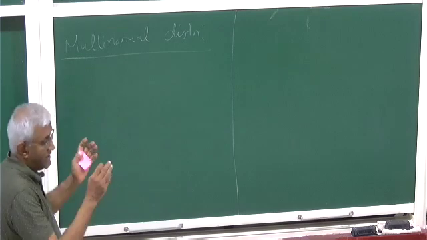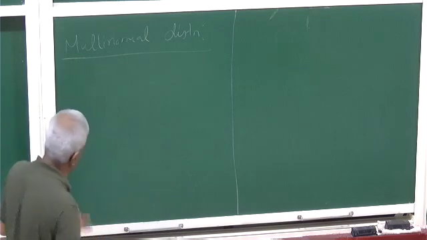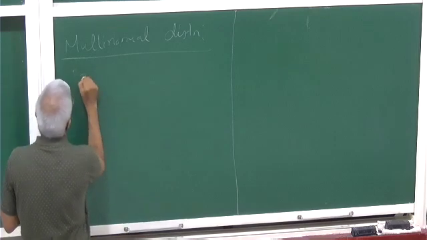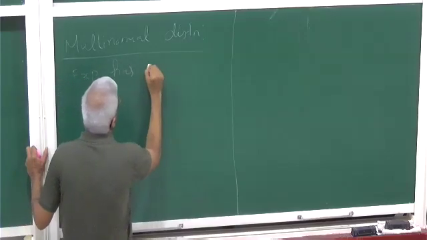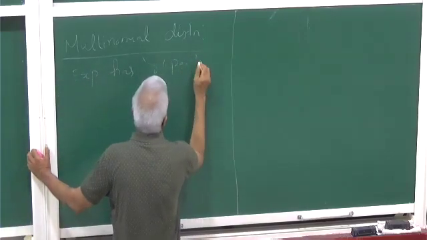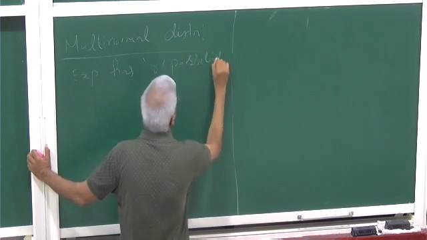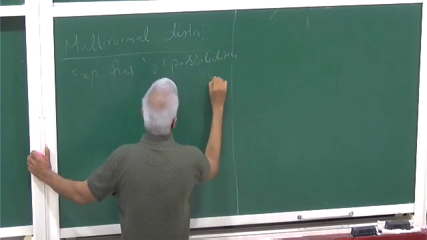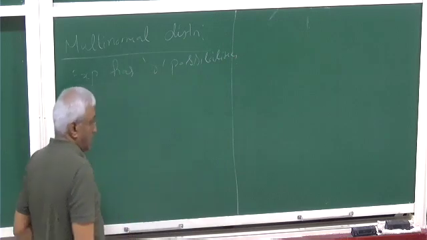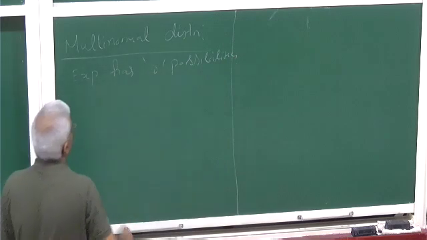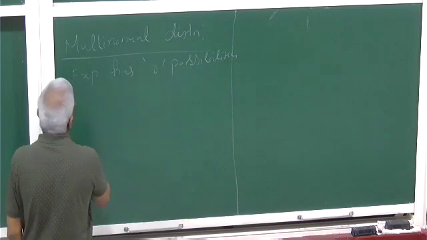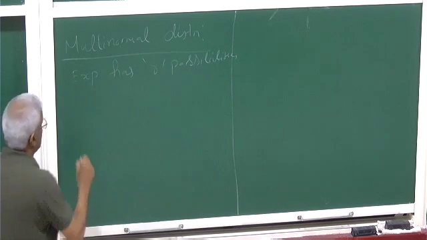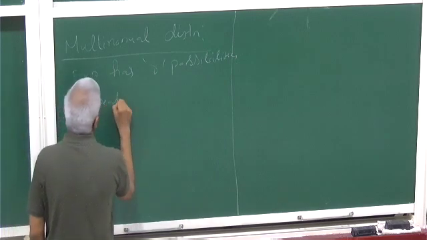Or you have a dice with 6 sides, but it can be r sides, suppose. There are r possibilities. An experiment has r possibilities, where r is a positive integer. Then you can repeat this experiment n times independently.